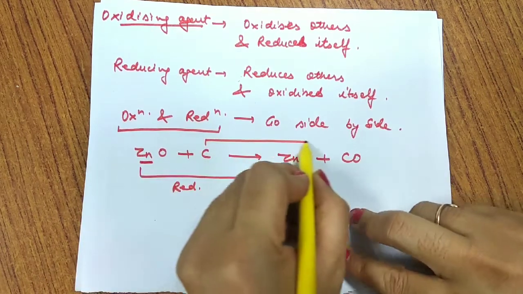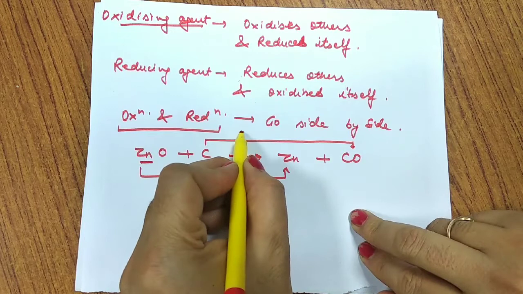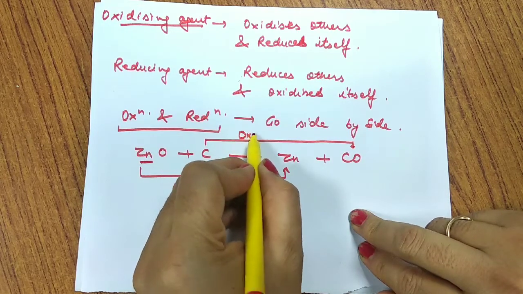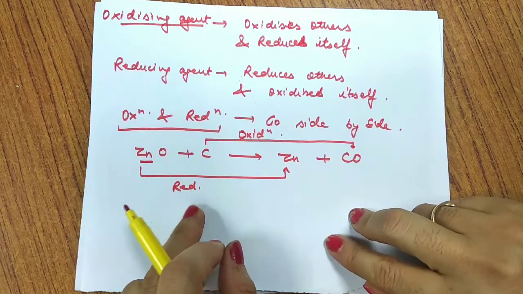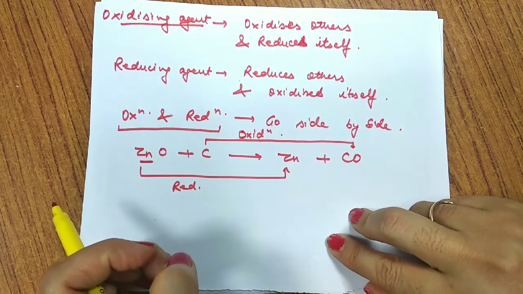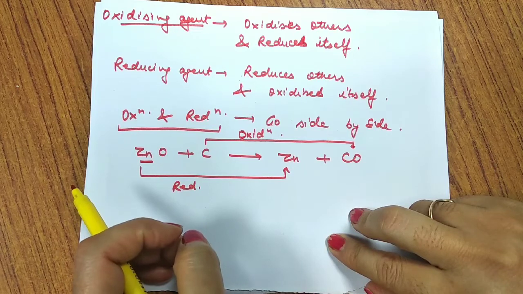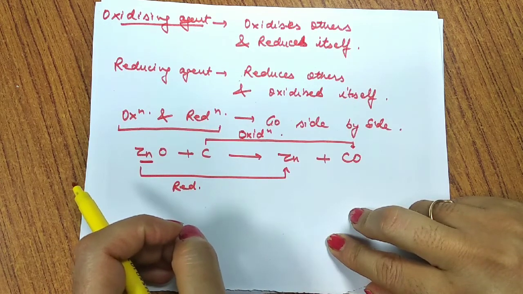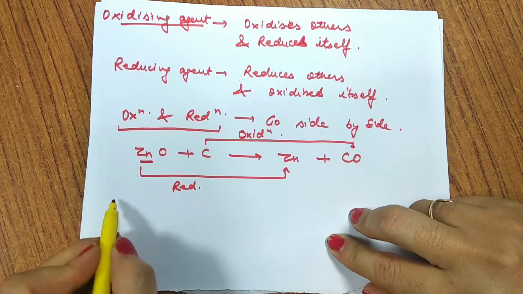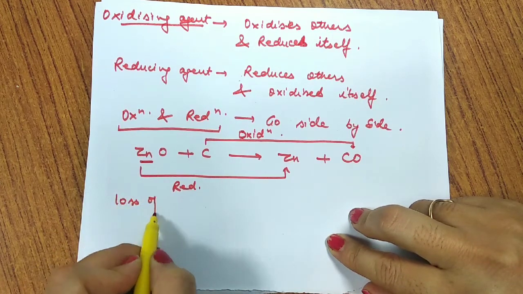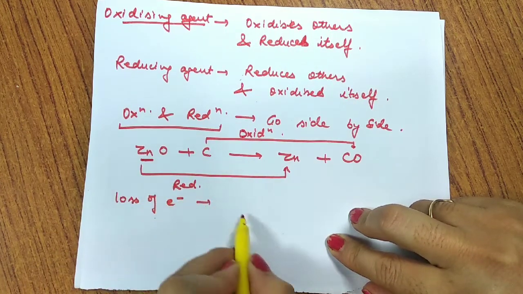At the same time, carbon adds oxygen to it. So it is carbon which undergoes oxidation. Carbon undergoes oxidation, zinc undergoes reduction. This complete reaction is known as a redox reaction. So when both oxidation and reduction go side by side, we call the reaction a redox reaction. Now, I have given one definition in terms of electrons, that loss of electron is oxidation.